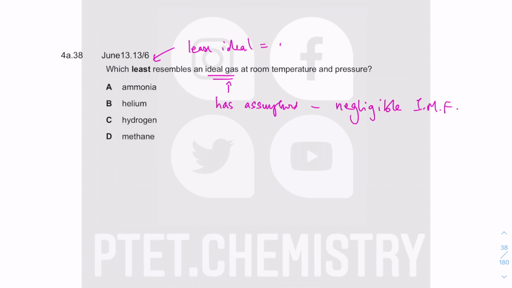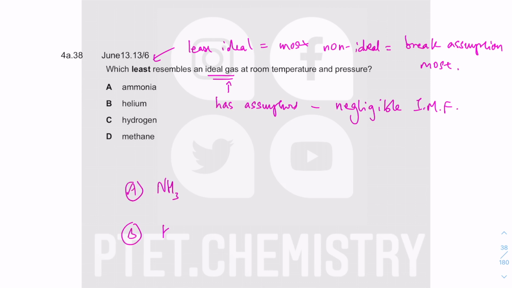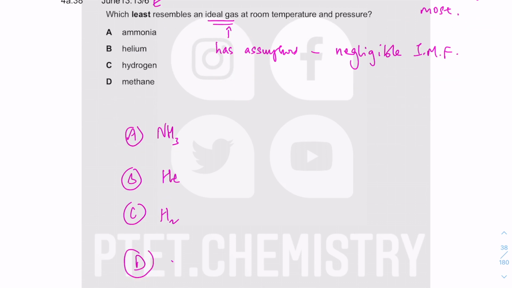meaning most non-ideal. Most non-ideal means break the assumption the most. Okay, so your most important assumption is to do with intermolecular forces being negligible. So when you break the assumption the most, you're looking at very significant intermolecular force, just like the previous question. We have ammonia, we have helium, we have hydrogen, we have methane. So in terms of van der Waals forces, all of them have van der Waals forces.